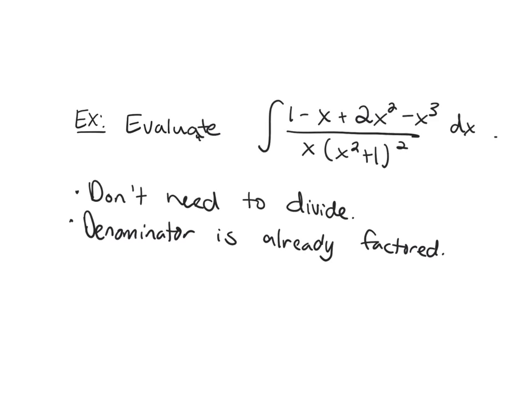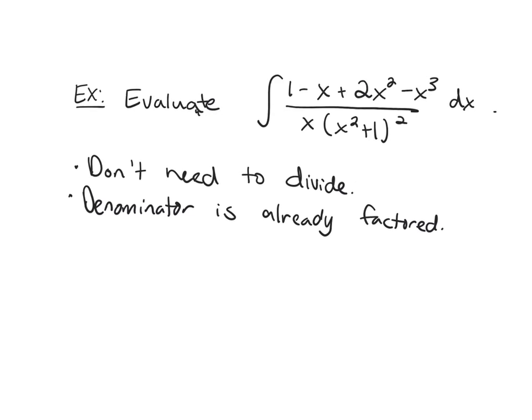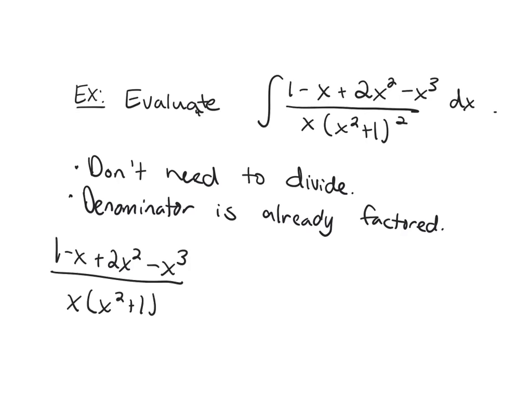Okay, so we're ready to set up our partial fractions. So let me come over here. (1 minus x plus 2x squared minus x cubed) over x times (x squared plus 1) squared. So what are my fractions gonna look like? A over x.